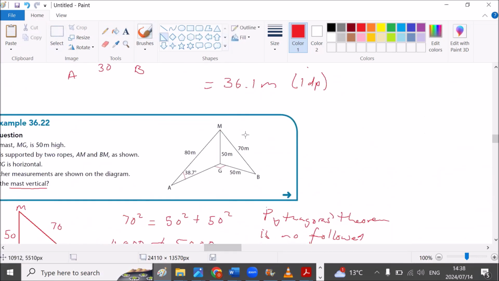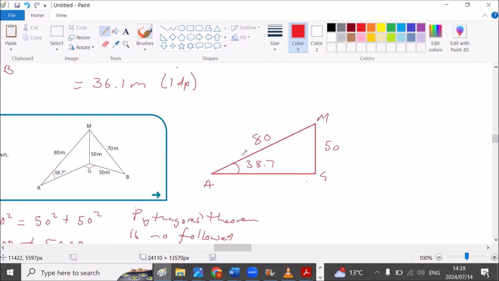Also, if we consider AMG, this angle is 38.7. M is here, and G is there. We have 80 here, we have 50 there. MG is 50. Now, for it to be a right-angled triangle, we have opposite and hypotenuse. So using our trig ratios, opposite and hypotenuse is sine. Sine 38.7 should be equal to opposite, which is 50, over hypotenuse, which is 80.